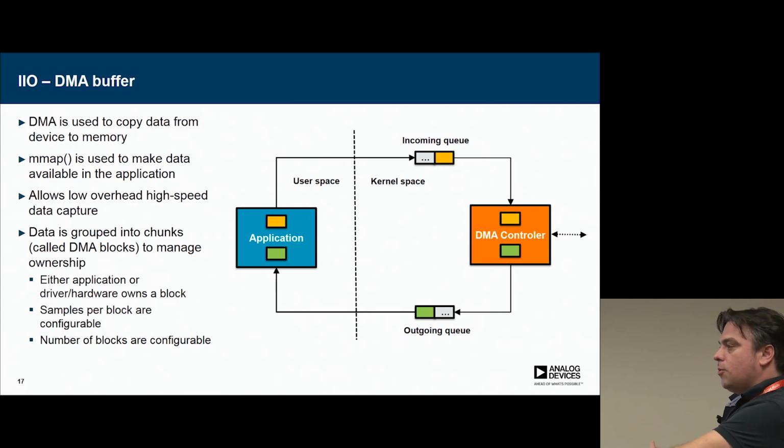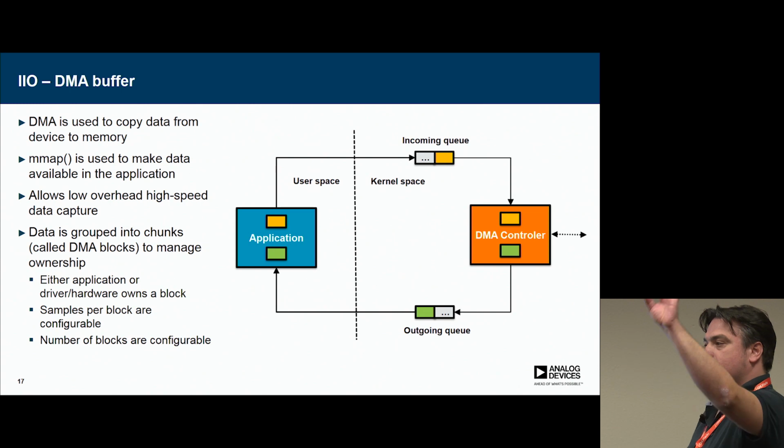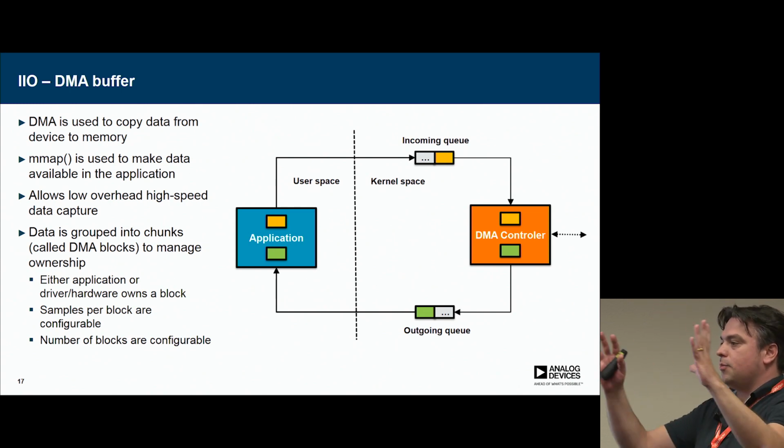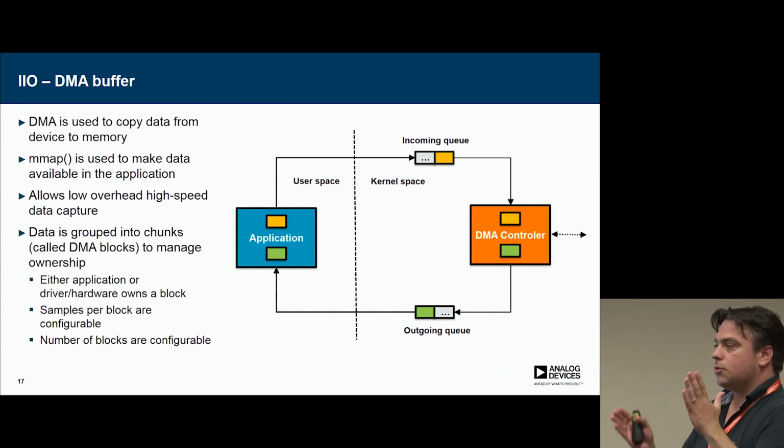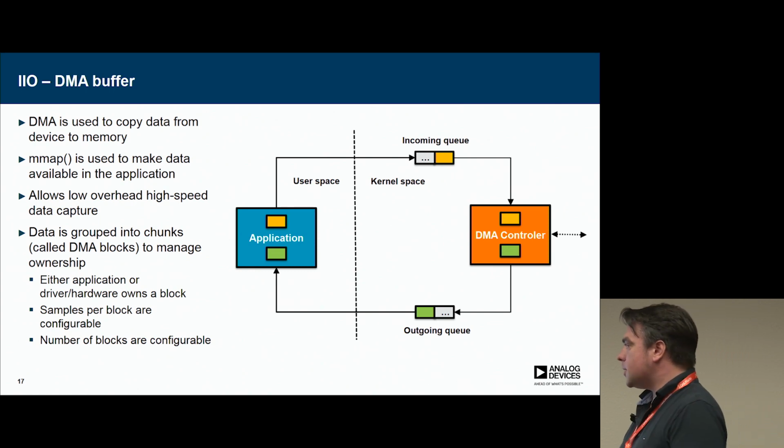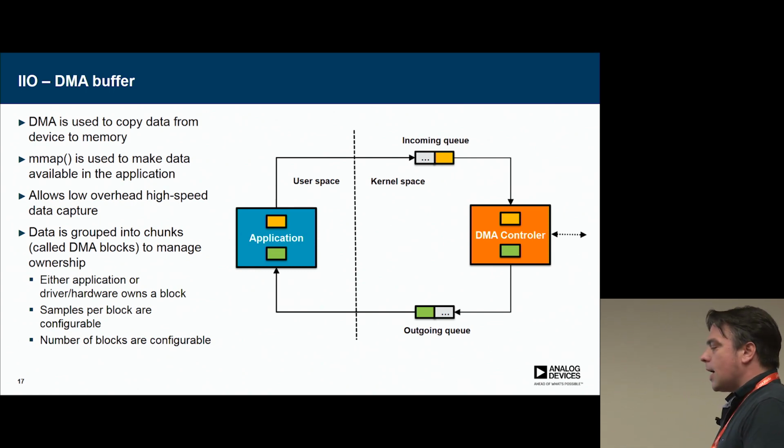So there is the MMU which takes the pointer, gives it to the application, and it magically maps this block into the application's memory space. And this allows very high-speed data capture.